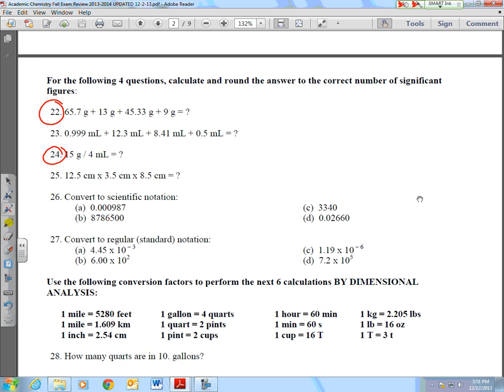Okay? So with this one, we're adding or subtracting. The rule for Sig Figs, if you're adding or subtracting, you round to decimal places. Okay? So first I need to add this together in my calculator so I have a number at least. So adding these together, am I adding? Okay, good. 13 plus 45.33 plus 9.